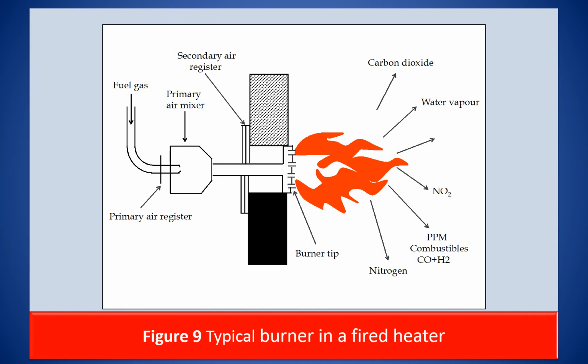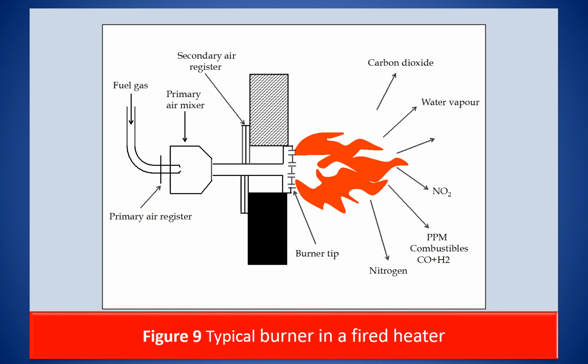This figure illustrates a typical burner used in the fired heater, showing the pre-mixed chamber, where the fuel is mixed with the primary air with the help of a primary air register. The burner port for adjusting the secondary air is also shown.